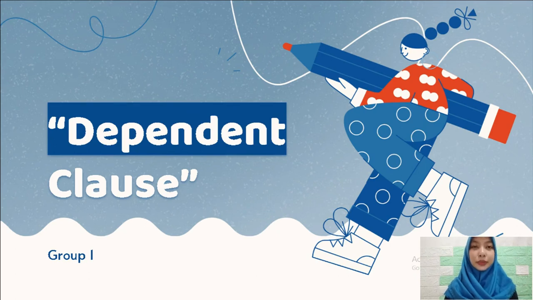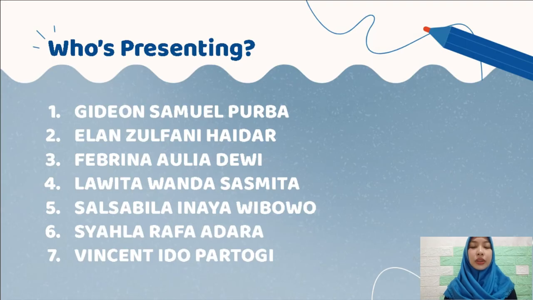Hello everyone, today we are going to do a presentation on dependent clause. Our group consists of Gideon, Ellen, Febrina, Bella, Shahla, Vincent, and myself. We will talk about what is dependent clause, type of dependent clause, subordinating conjunction and relative pronoun of dependent clause, the example of dependent clause, and the use of comma in dependent clause.